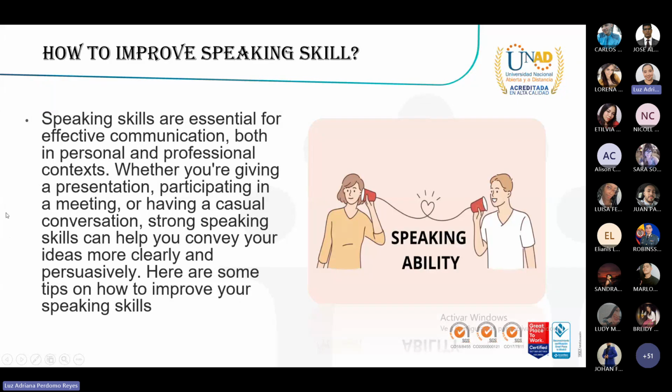How to improve speaking skills? That's important because most of the time we are really scared of committing mistakes when speaking. Speaking skills are essential for effective communication, both in personal and professional contexts. Whether you are giving a presentation, participating in a meeting, or having a casual conversation, strong speaking skills can help you convey your ideas more clearly and persuasively. Here are some tips on how to improve your speaking skills.